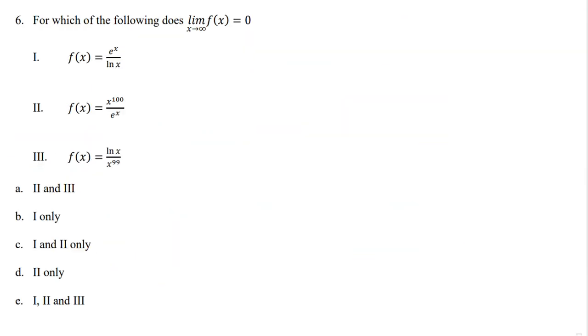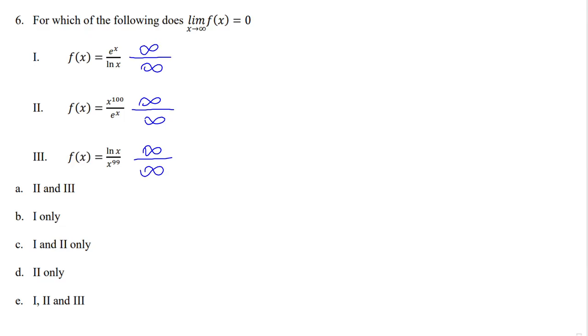All right, for number 6 here, we want to know which of these limits equals 0. Right? Well, all of these are x approaching infinity. And for every single one of those, e to the x is infinity, ln of x is infinity, x to the 100 is infinity, e to the x again is infinity, ln of x again is infinity, and x to the 99 is also infinity. So these are all indeterminate. So what we need to do is determine which infinity is faster.